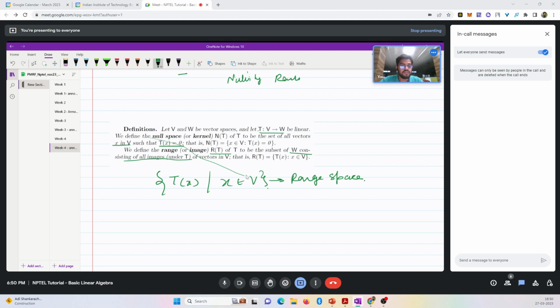Any doubt in definition of null space and range space of this linear transformation? If you have, you can type it or just unmute yourself and say.